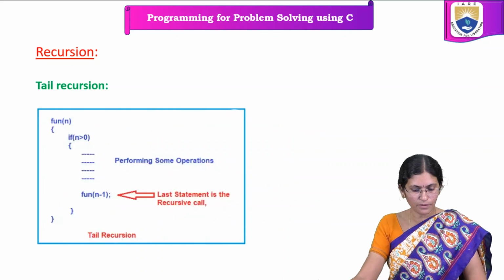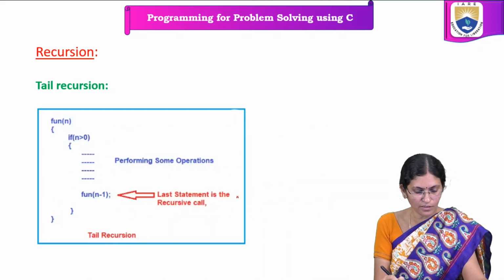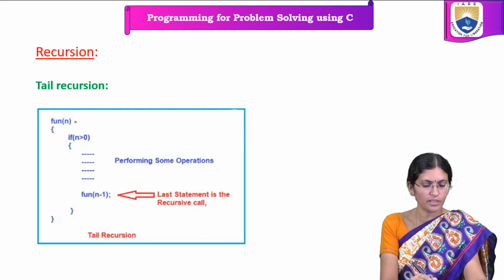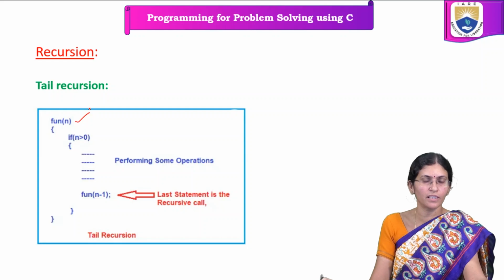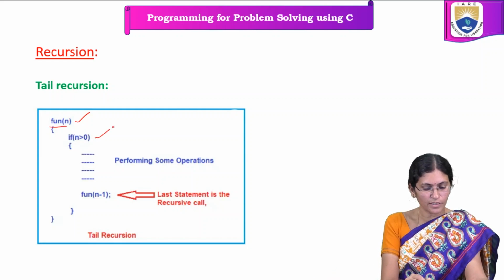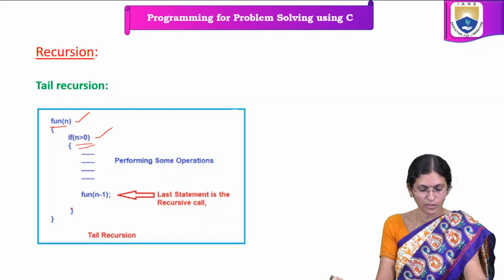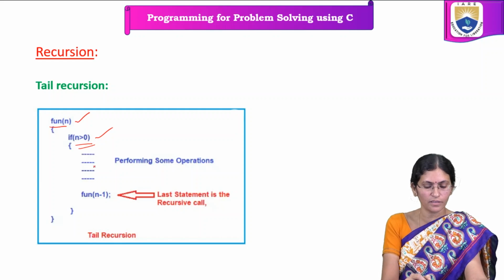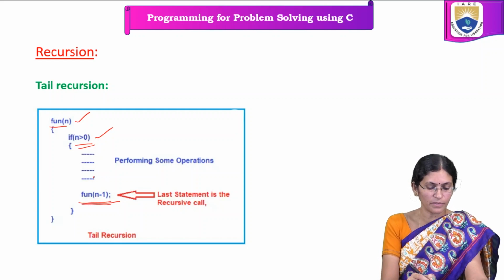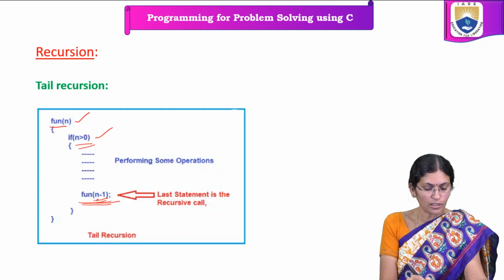Now let us understand it with the help of this simple syntax. Suppose we have tail recursion. Here this is an example of tail recursion. The name of the function is fun. This is the condition we have written: if n is greater than 0, then these statements will be executed. Then after that, we are again calling the function fun with n minus 1, decrementing the value of n by 1, and calling this function again.